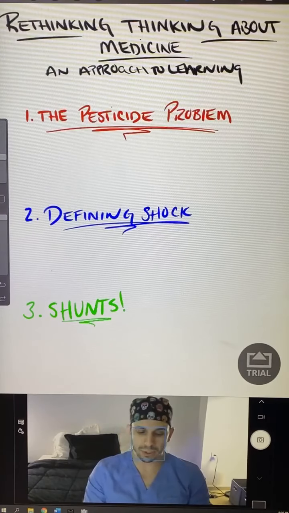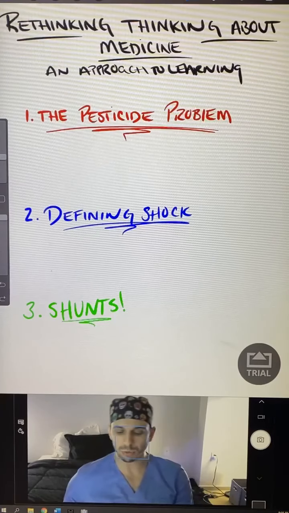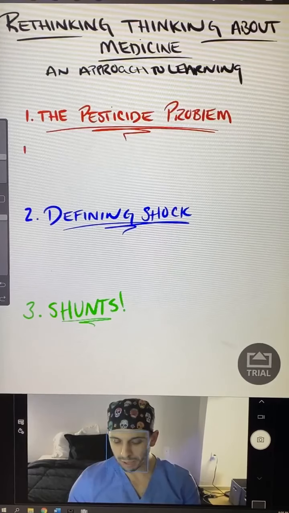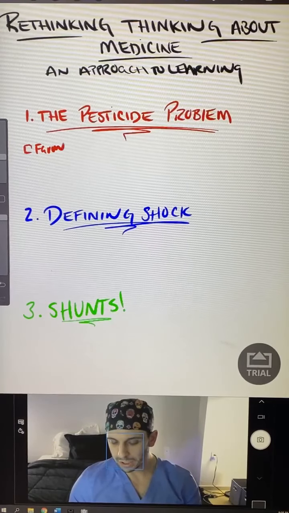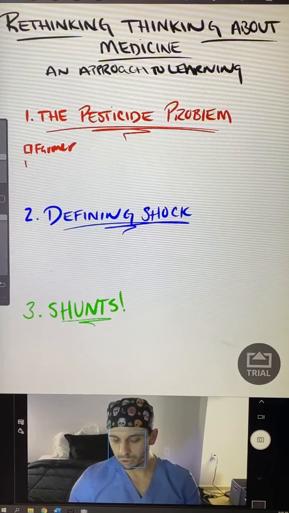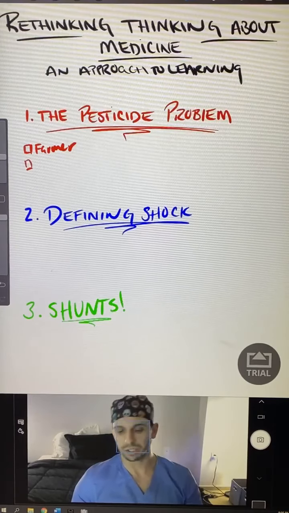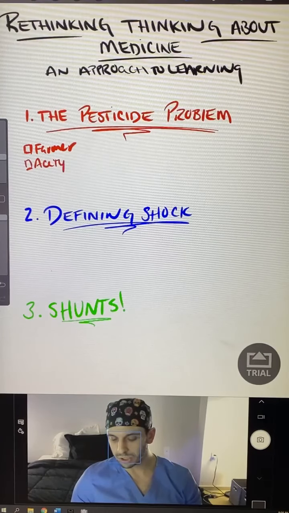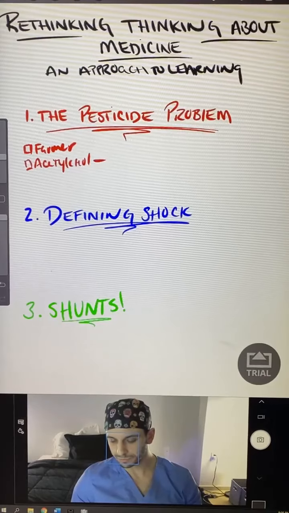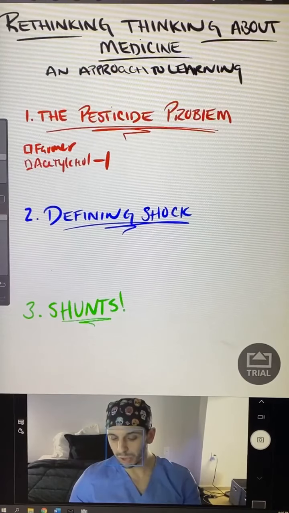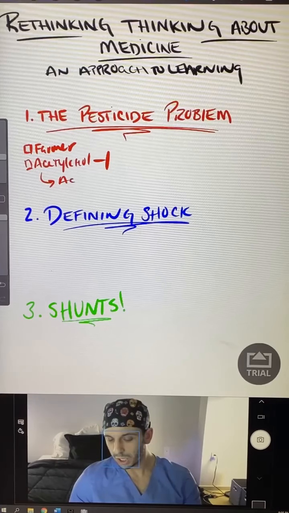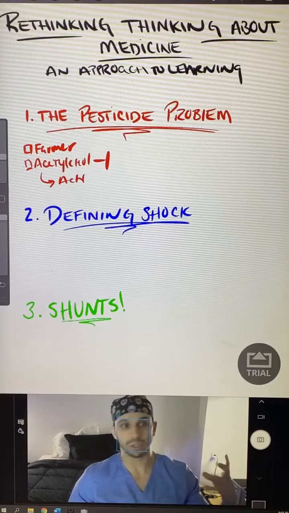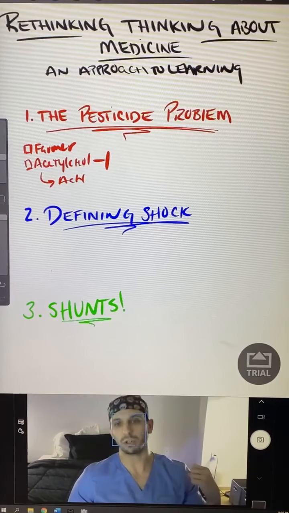So the first problem that I present here, and this is a problem that anybody taking USMLE tests will come up with, is what I call the pesticide problem. This problem is usually about a farmer, and he comes in with a number of symptoms consistent with a pesticide toxicity. Pesticides, as many of us may know, are acetylcholinesterase inhibitors. What that means is we're going to have a predominance of acetylcholine in our bloodstream. And as we should remember, acetylcholine is our neurotransmitter for rest and digest, the parasympathetic nervous system.